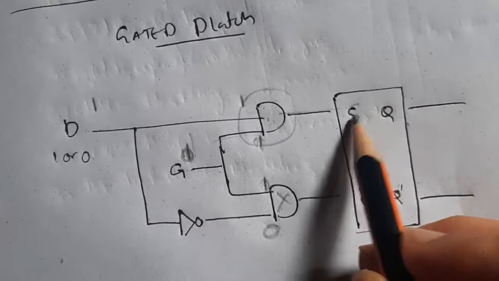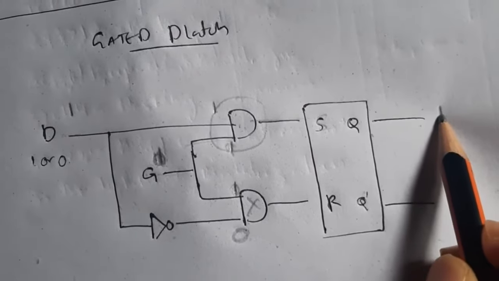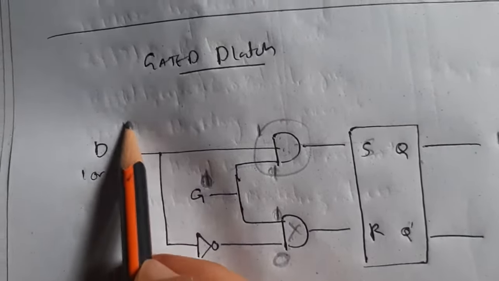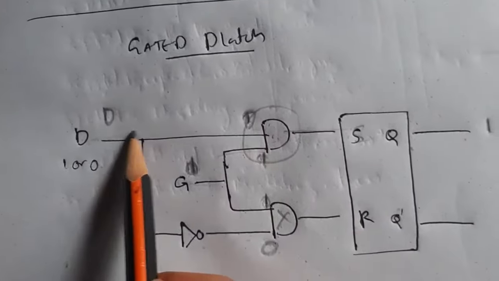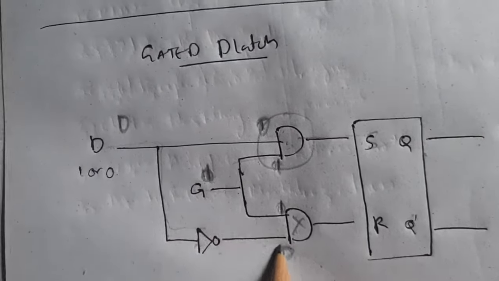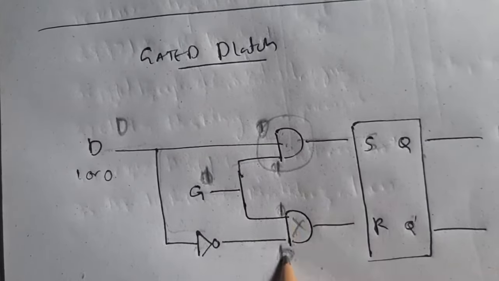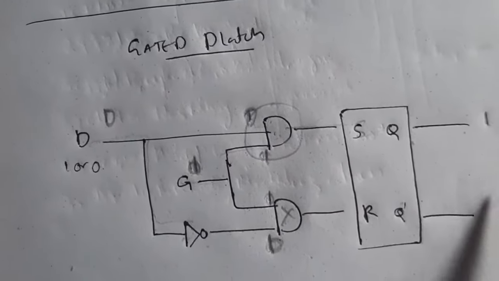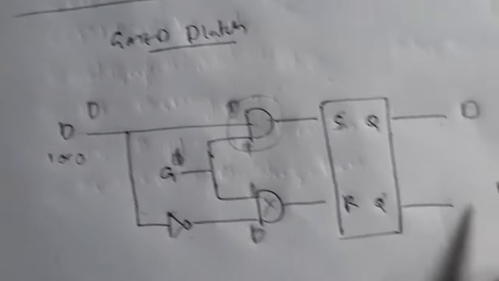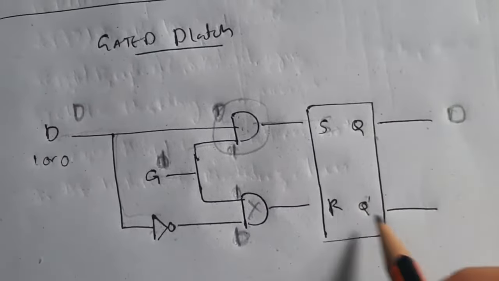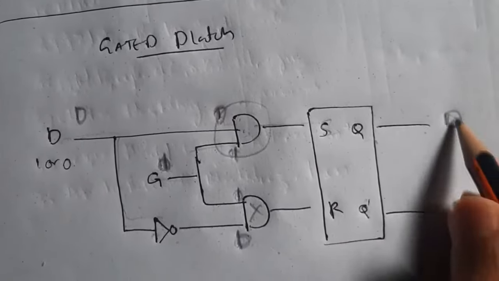So what is this? S. S means set. So Q will be 1. Now if D is 0, this won't work here. D will go here. This 0 will turn to 1, and if gate is 1 here, 1 and 1, this reset will work. Reset will make Q as 0. All right. Reset will make Q as 0 and Q bar as 1. This will be opposite always.